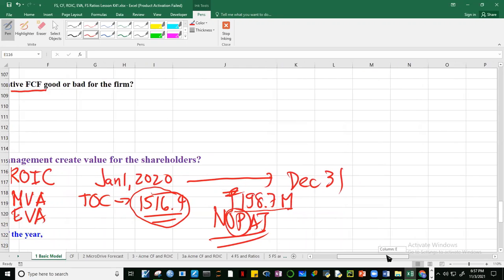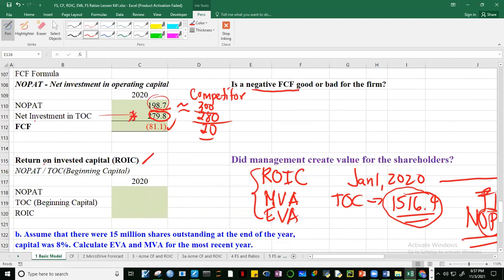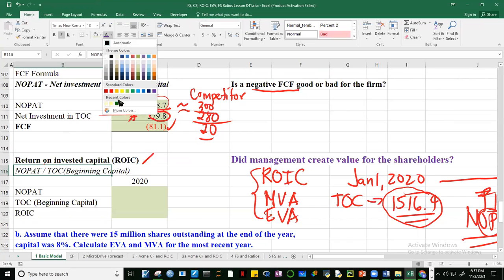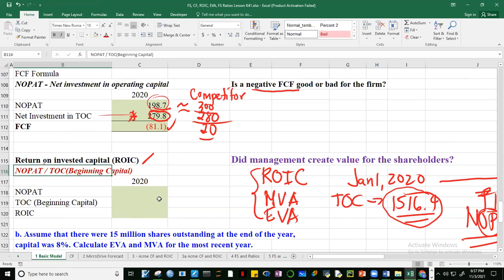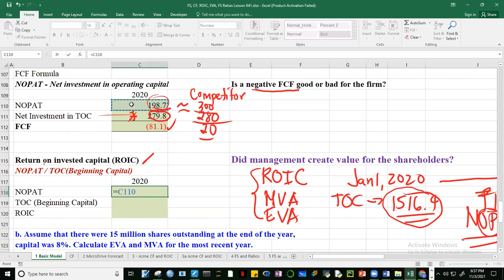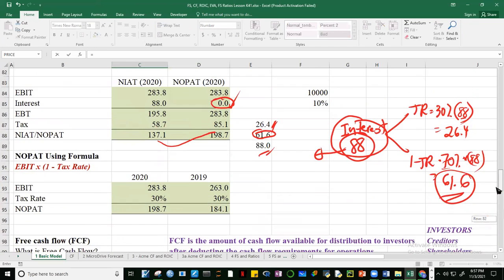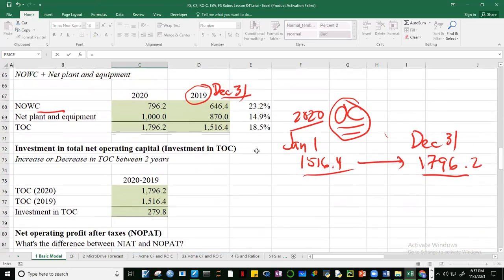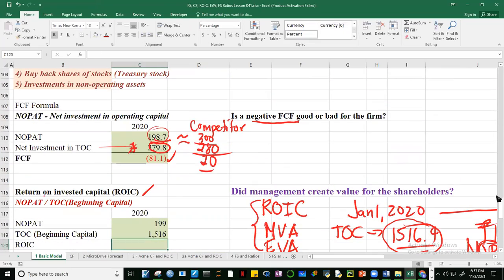Easily, guys, we can now compute for what we call ROIC, because the formula for ROIC is NOPAT divided by TOC beginning capital. We know NOPAT to be 198.7. The beginning capital we know to be 1516.4. We just get this from here.